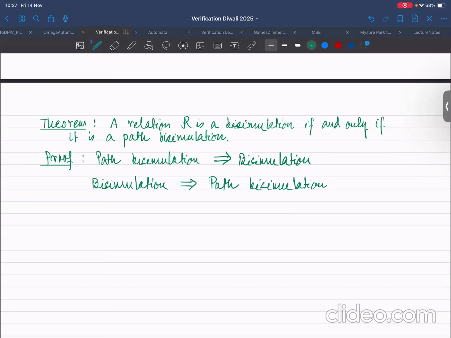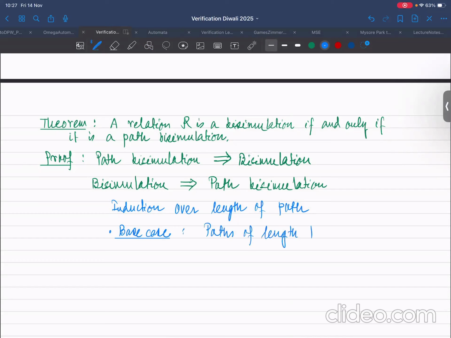Some induction, because every state which is a successor, if you consider the bisimulation relation. Induction over the length of the path. Okay, so suppose bisimulation implies path bisimulation for paths of length 1, right? So paths of length 1 is the base case. Clear?